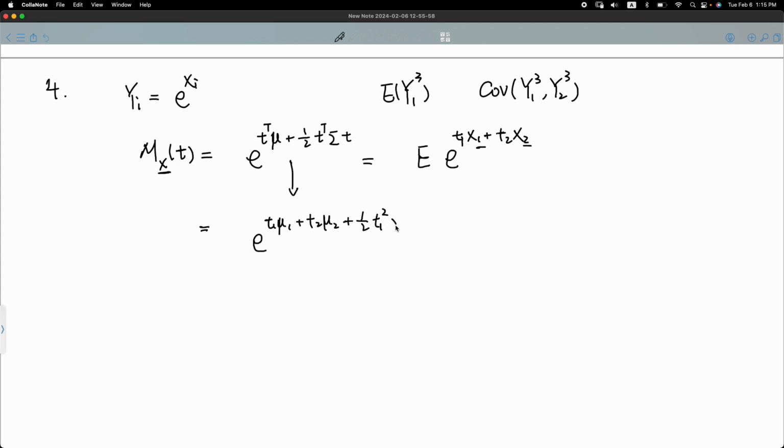1/2 t1 square sigma 1 square plus 1/2 t2 square sigma 2 square plus 2 copy of and then multiply by 1/2 and then the covariance. So t1 t2 sigma 1 2 or 2 1. So this is sigma.